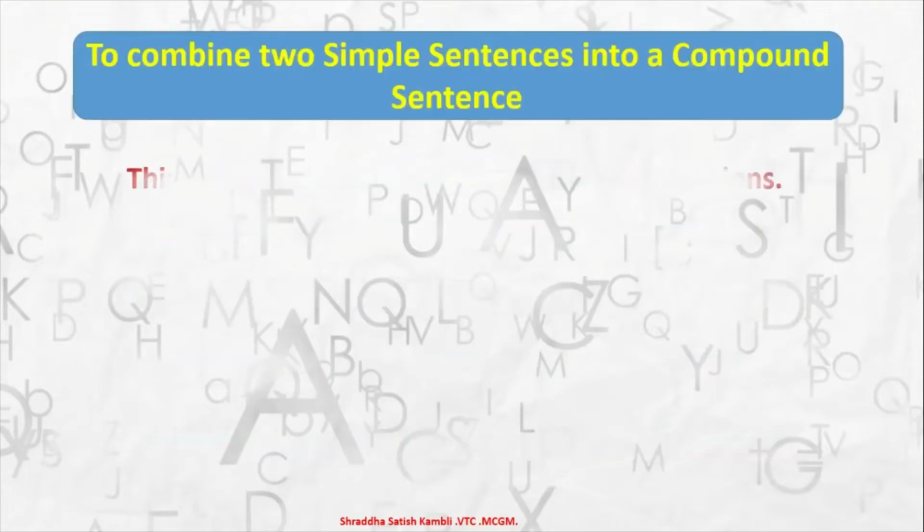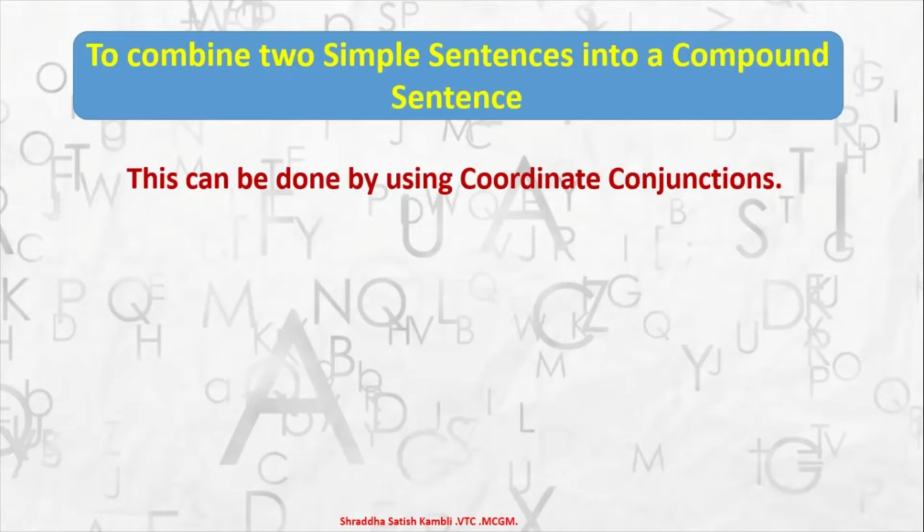Moving on, we talked about how to combine two simple sentences into a compound sentence. This can be done making use of coordinate conjunctions. And we discussed what the meaning of coordinate conjunctions is. So children, what is the meaning of coordinate conjunctions? A coordinate conjunction is a word that joins two elements or two things of equal grammatical rank. That is, two things which are of equal status. For example, they can join two verbs, two nouns, two adjectives, two phrases, or sometimes they can also join two independent clauses.